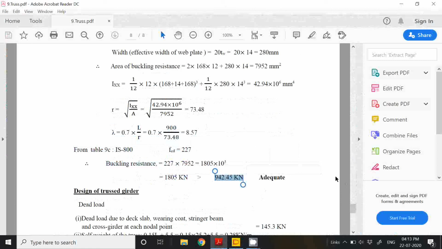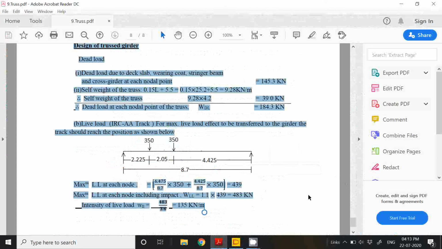Now for the truss girder, this is not complete. This part is just the starting. I don't know where the solution is, but the solution is not given properly here. Only the maximum live load is given till that part, but other steps are not done. So I think the cross girder part will not be asked maybe in the exam. So this cross girder we have to skip. It is not given. Okay, thank you.